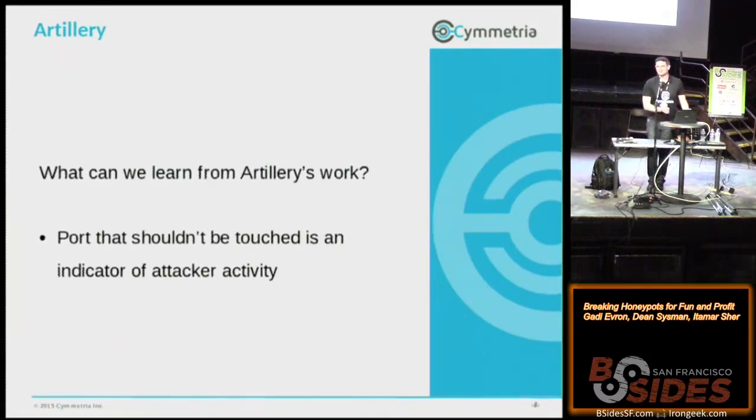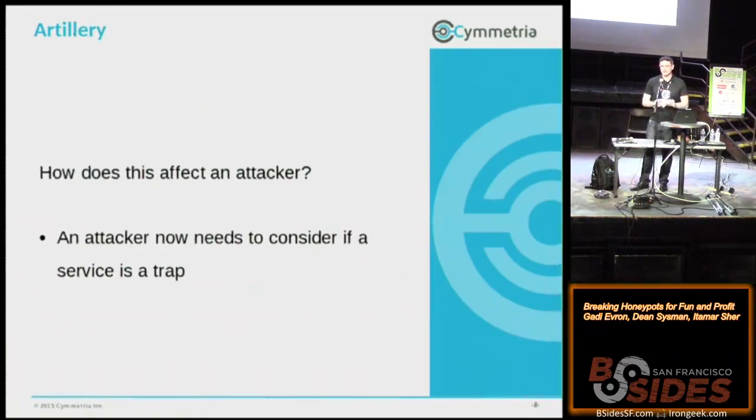Okay, so what can we learn from Artillery's work? Specifically, if we're servicing a port that nobody should be touching, on a machine that shouldn't be servicing that port, as soon as somebody touches it, that's an indicator of attacker activity, right? And now that we're attackers and we know how Artillery works, how does that affect our method of operations? Now we need to consider that everything we connect to might be a trap. We need to check it beforehand, right?